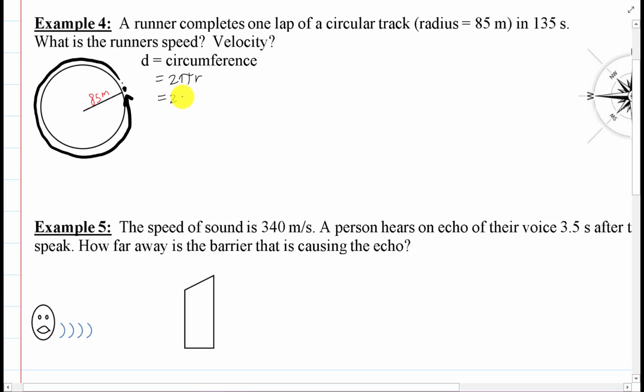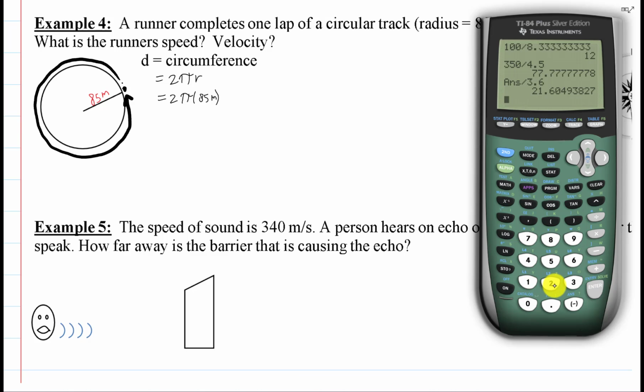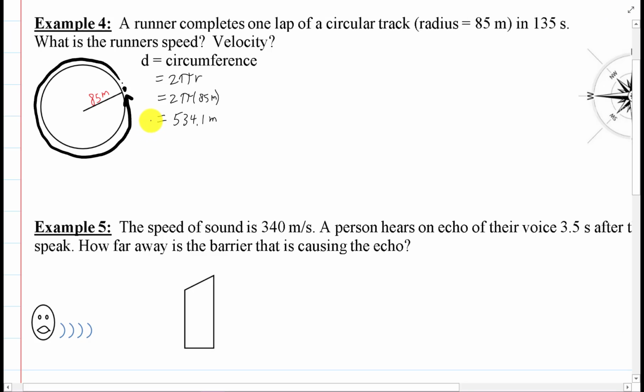Okay, so 2 times pi times 85 meters. So we'll go 2 pi 85. Actually, in my calculator, I don't have to do the times symbol if I use variables like that. And this is 534.1 meters. I'll just keep 4 sig figs. Okay, so that's the D. And we are given that the time is 135 seconds.